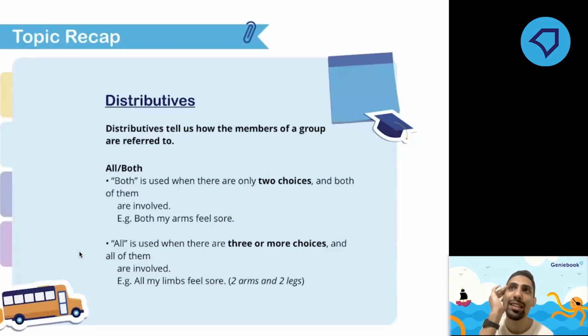What else can you say? You can say all my limbs. We have 4 limbs, right? 2 arms, 2 legs. You can say all my teeth. Okay, that's how we use all. You cannot use all if you're just talking about 2 things. It's very strange. People will look at you and get confused. So you don't say all my eyes.